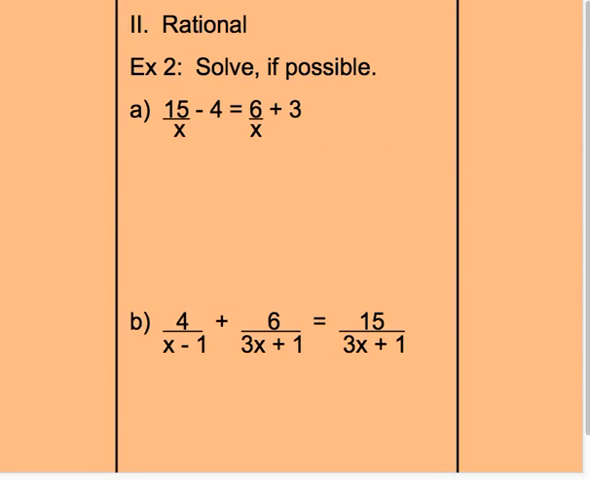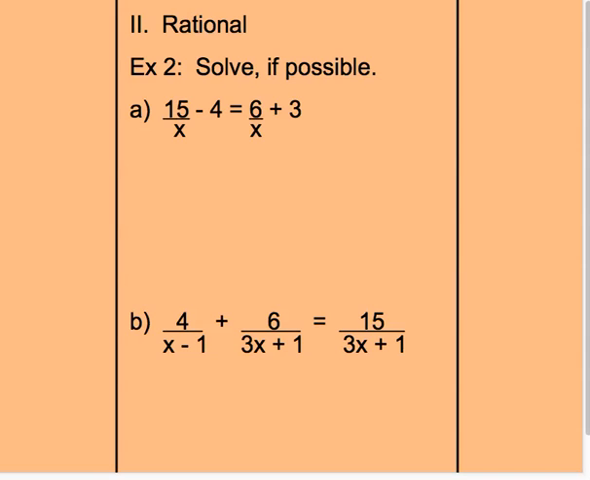Next, we're going to take a look at rational equations. So what we have to be careful of is once we get a solution, we have to go back and check it in the original equation to make sure it doesn't make the equation, or any part of the equation, undefined. So in this case, it's relatively simple. X can't equal 0. So we can keep that in the back of our minds as we try and solve this. First thing we want to do is just get rid of the denominator.